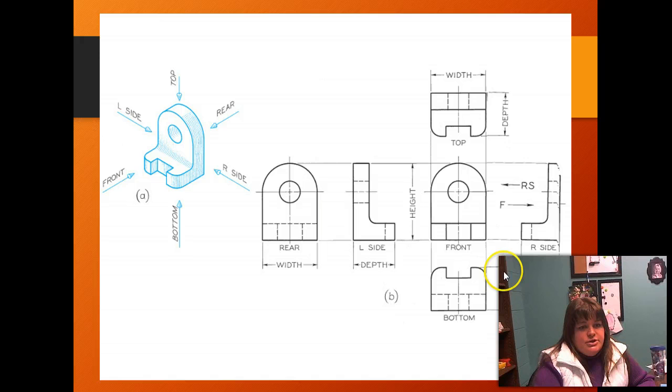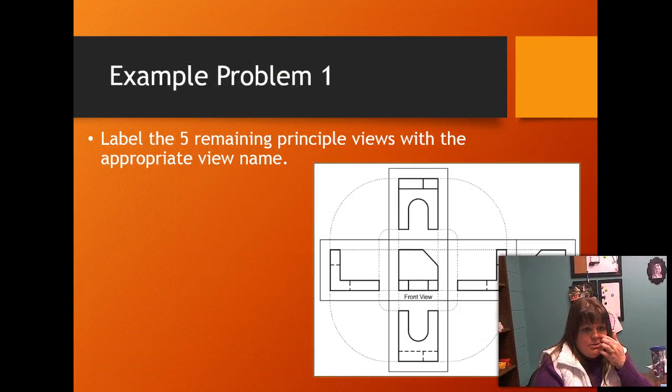So you see you've got your height shown right here all the way across. You have your width shown here all the way across in all of those. And then your depth comes from your right and your left side views, as well as your top and your bottom views. So let's go ahead and start with example problem 1.